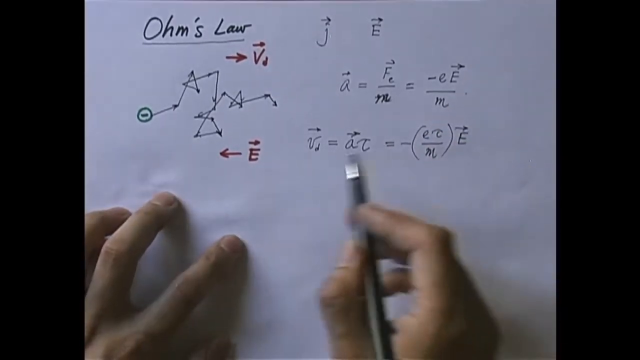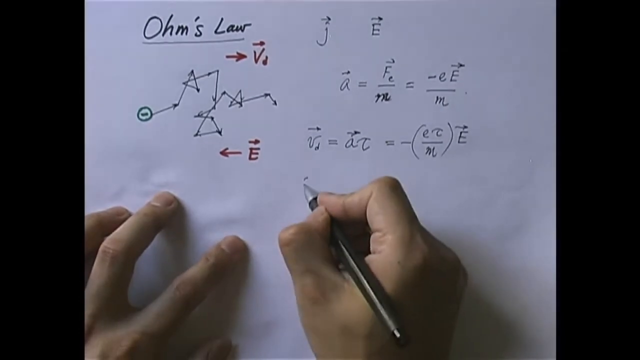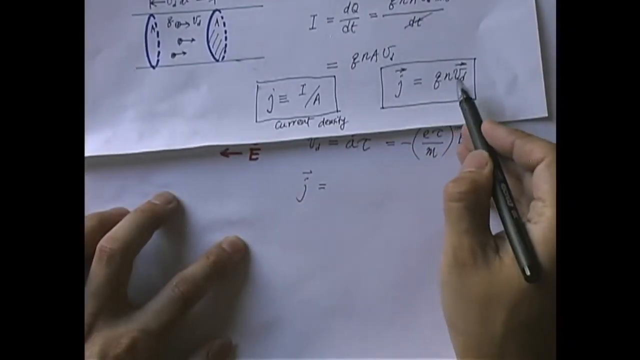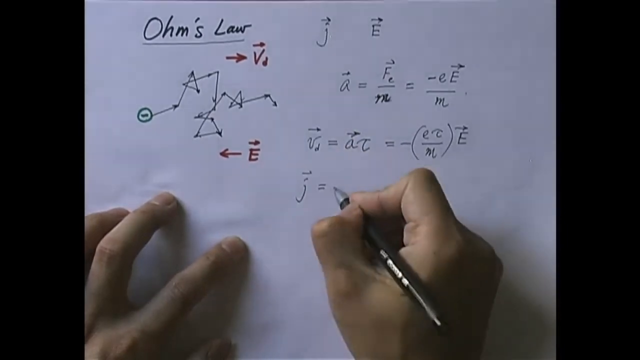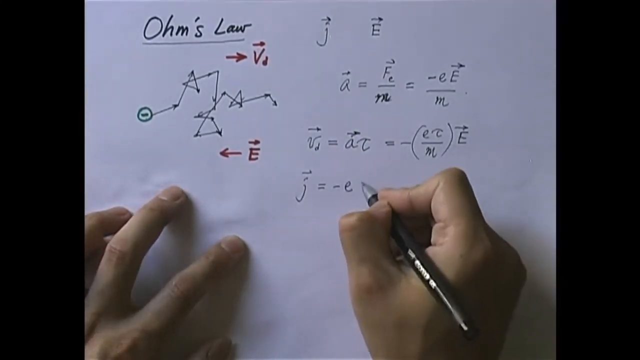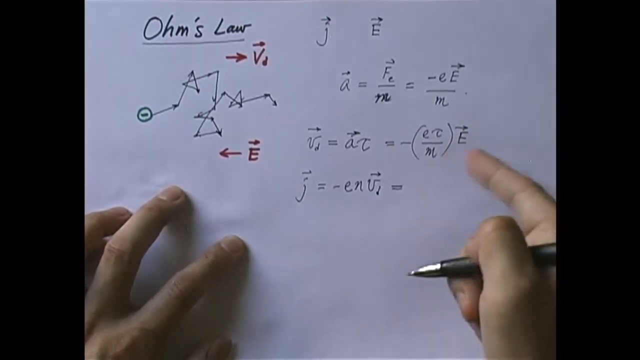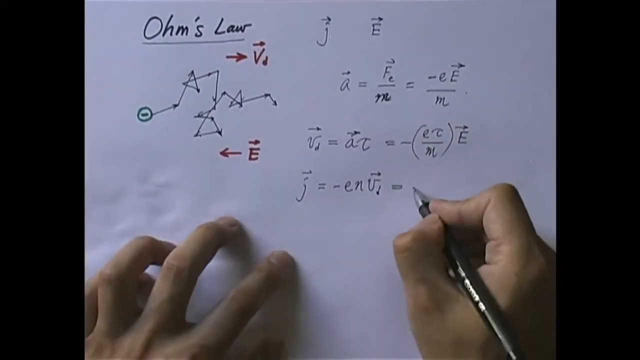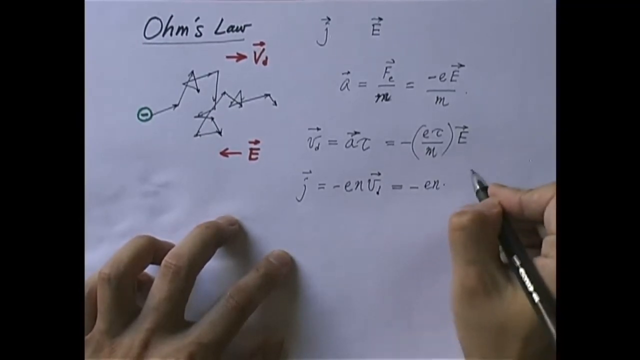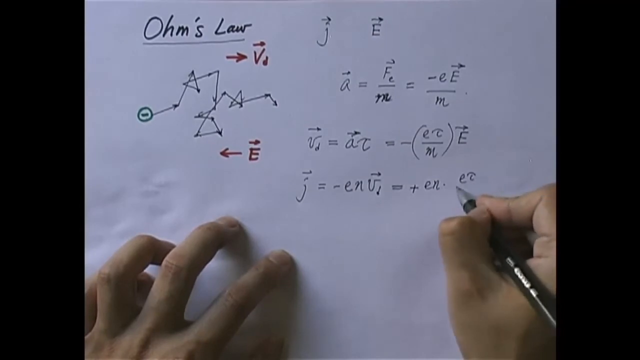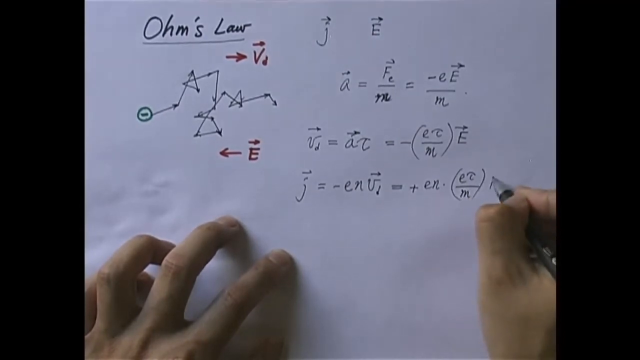I'm just copying this to here. Now, once we know Vd, what is J? J equals, go back to the first page, q n Vd. q is negative e in our case, the charge carried by each electron. Negative e n Vd. I now know what Vd is. Vd is right here. So it's negative e n times, a negative sign, another negative sign that cancels out, e tau over m times the electric field.